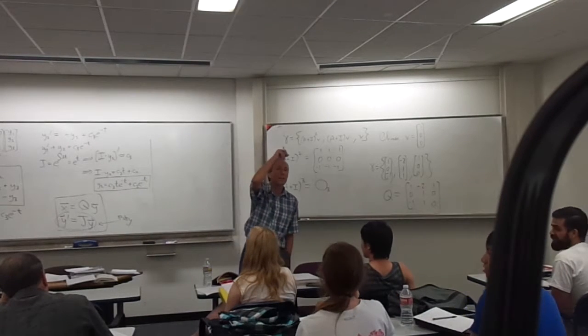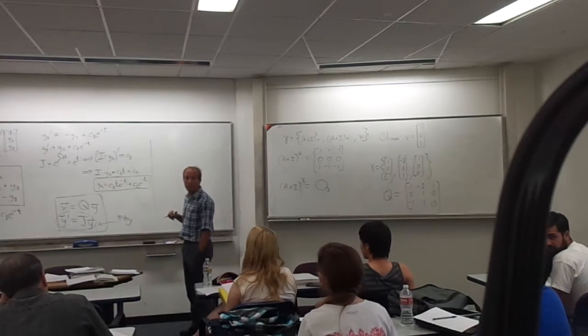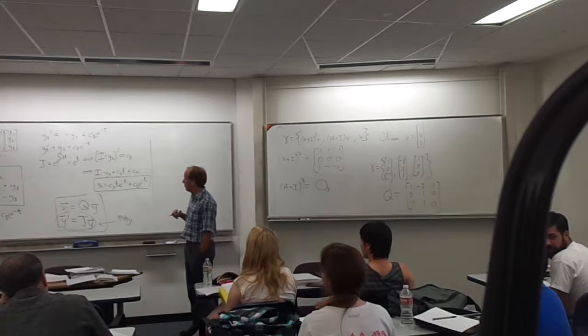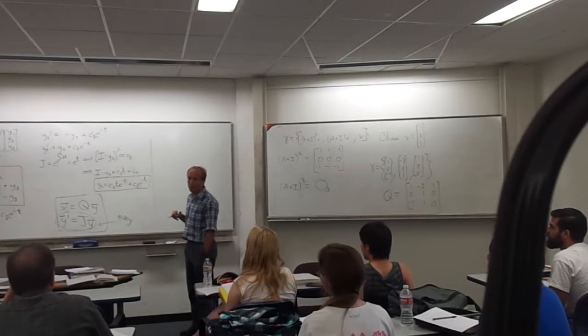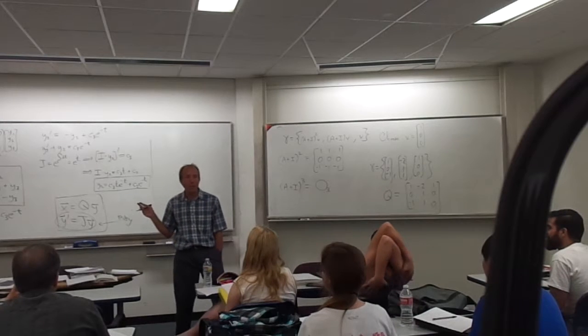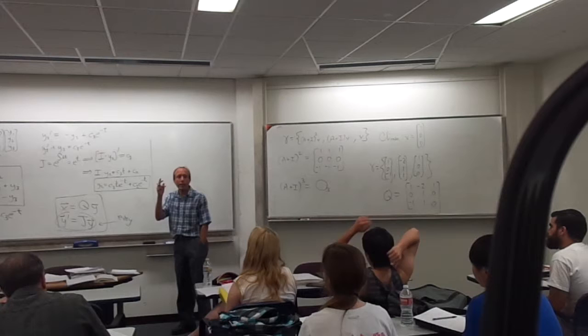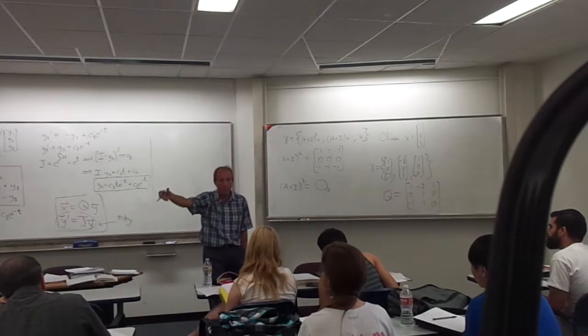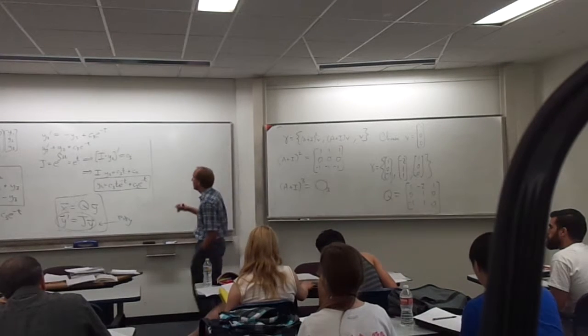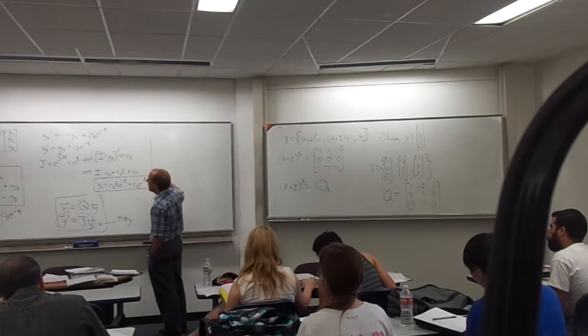Sorry, Davey? I've noticed you always get e to the t or negative t, and then you're going to get t e to the t or negative t, and then that's not always true, though. No, actually, it's happening here because the eigenvalue is negative 1. So you're not getting things like e to some power times t. So it's actually kind of coincidental, I guess, that we're getting that.